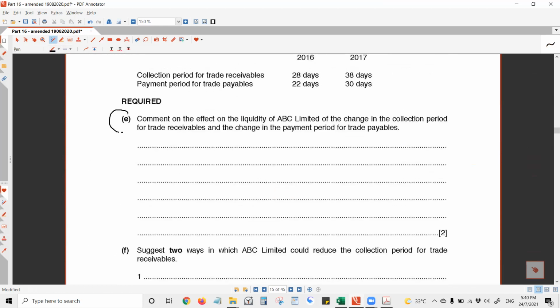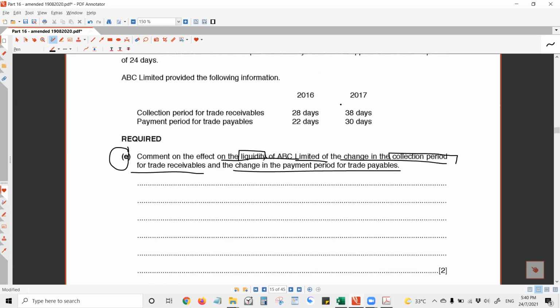Okay, question E. Comment on the effect on the liquidity. So when you look at the word liquidity, liquidity means the cash flow health of ABC Limited, of the change in collection period for trade receivable, and the change in payment period for trade payable. So this time we have to comment on the effect of the change of these two numbers. So for collection period, it has increased. Payment period, it has also increased.